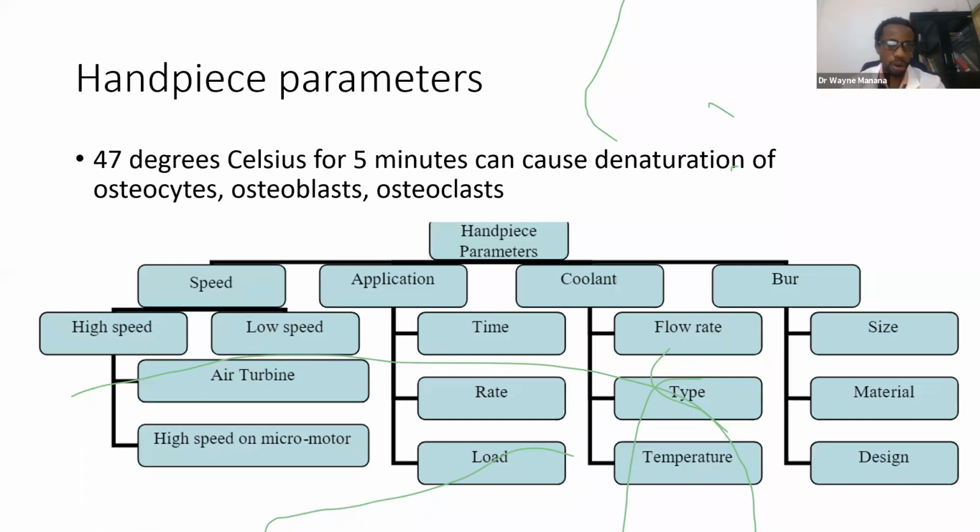Our colleagues in orthopedic surgery, the colleagues that work with long bones, normally fascinate me because they drill bone without irrigating most of the times. So if you are irrigating, what type of irrigant do you use? Are we using tap water from Harare City Council, those in Harare, or Dubai City Council, those in Dubai? And what is the temperature of the coolant? What are the different types of burs?